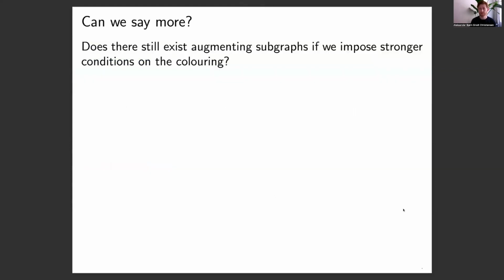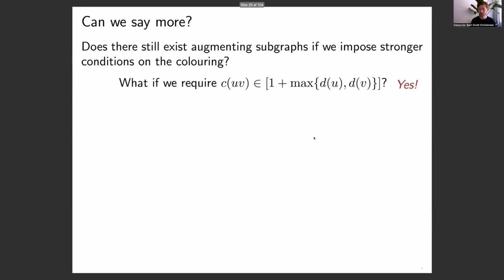All right. Now, a natural question to ask is, can we say more than this? What if we try to impose stronger conditions on our coloring? Will there still exist an augmenting subgraph? For instance, we could require that the coloring for an edge UV depend on the degree of the endpoints, and not just delta plus 1. So we could say that it must receive a color from the range 1 up until 1 plus the maximum degree of the endpoints. Is it still possible to get a proper edge coloring? It turns out the answer is yes.